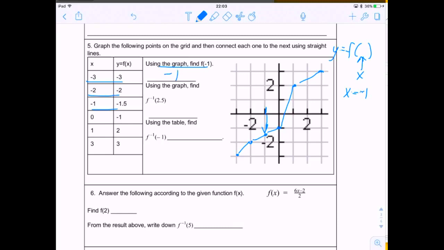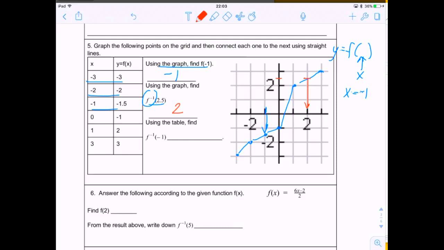This is using the graph, find the inverse f of 2.5. Now, if 2.5 is in the parentheses for the inverse function, then actually we're looking for a y value of 2.5. So let's see where that is. So y value of 2.5 is there, so that's actually here. And then we're going to follow it down, we're going to find the x value of 2. So actually, the graph is going to give us an x value of 2 when we look up the inverse f of 2.5.